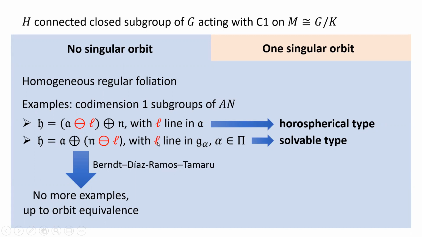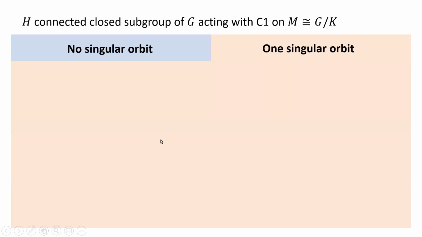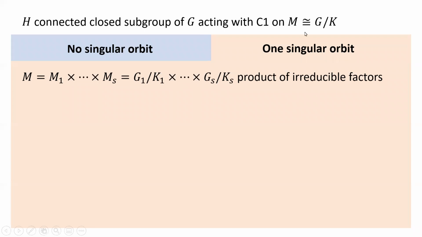So let us move on to the case of one singular orbit. As I said before, there is no possibility for two singular orbits. Okay, so M is not assumed to be irreducible. So let us consider the de Rham decomposition of M, as a Riemannian product of M1 up to MS, where each Mi is a symmetric space of non-compact type. Okay, so these are irreducible factors. The corresponding isometry group has a Lie algebra that is semisimple, and each simple factor is the Lie algebra G1, G2, up to GS.